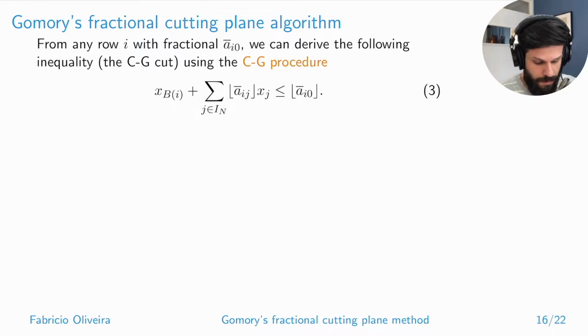And we can do that by generating what is called the Chvátal-Gomory cut, which is generated following the Chvátal-Gomory procedure in this context. So you can see that I'm just writing my basic variable here, and then I'm rounding down this, and rounding down that, to generate a valid inequality. Notice that by doing so, this is a valid inequality for x, but not necessarily for the formulation P. Okay?